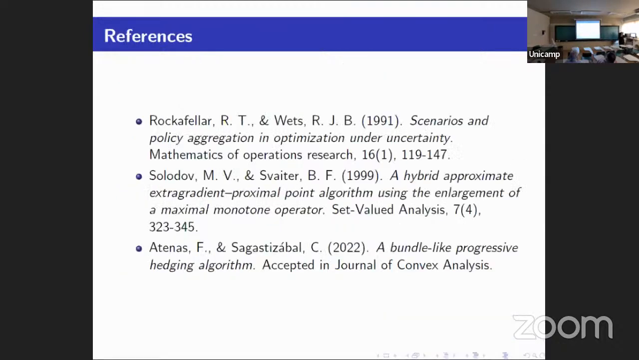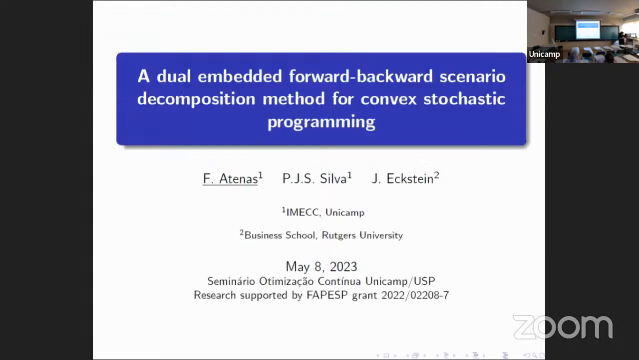Okay, so here are some references, not too many for now. This first one is the original progressive hedging algorithm, by Rockafellar and Wets. This is the inexact version of the proximal point algorithm that we use. But as I said, we can think of applying other versions of the proximal point algorithm, and we would obtain a different acceptance test. And the last one here is the analysis of the bundle-like progressive hedging algorithm. So that's it.